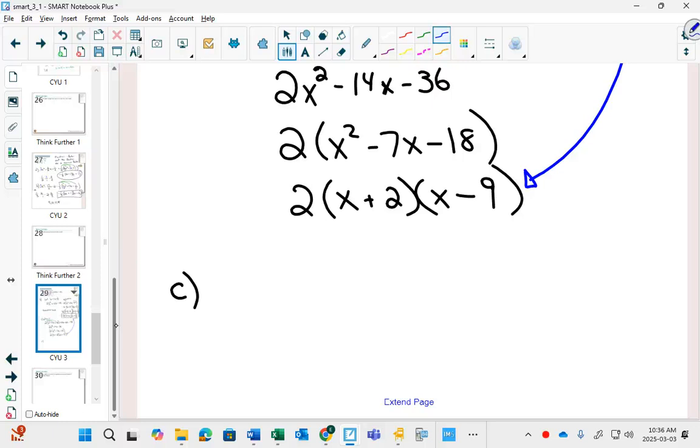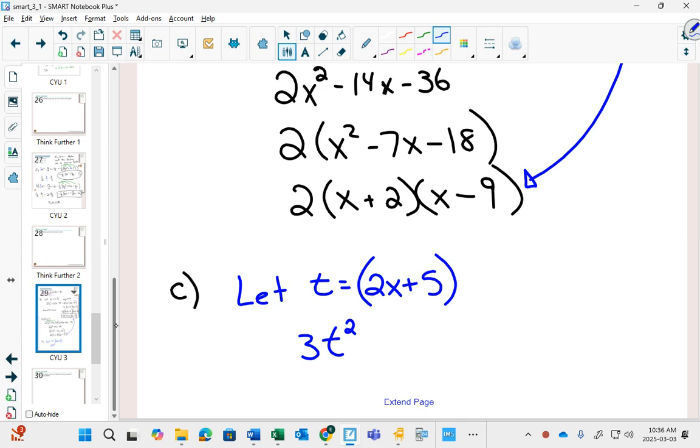All right. Luke, pick a letter. Let t equal 2x plus 5. Because then we can rewrite this question as 3t squared. I always make my t's curvy like that because sometimes t's look like plus signs. Plus 10 times t minus 8.